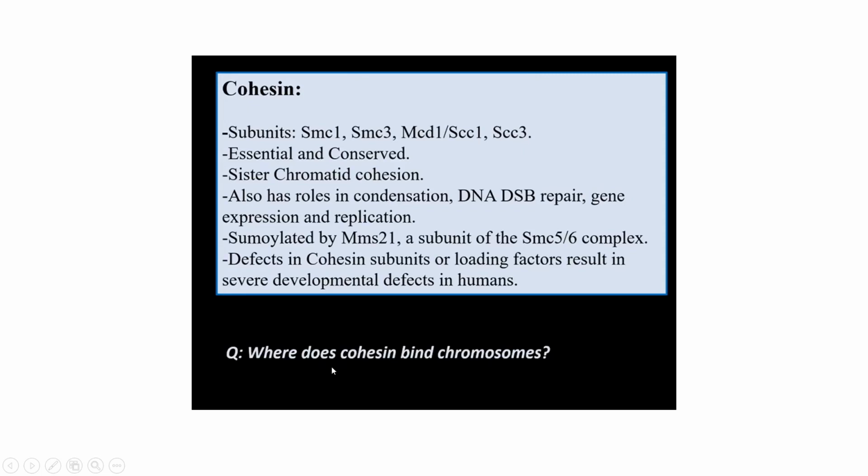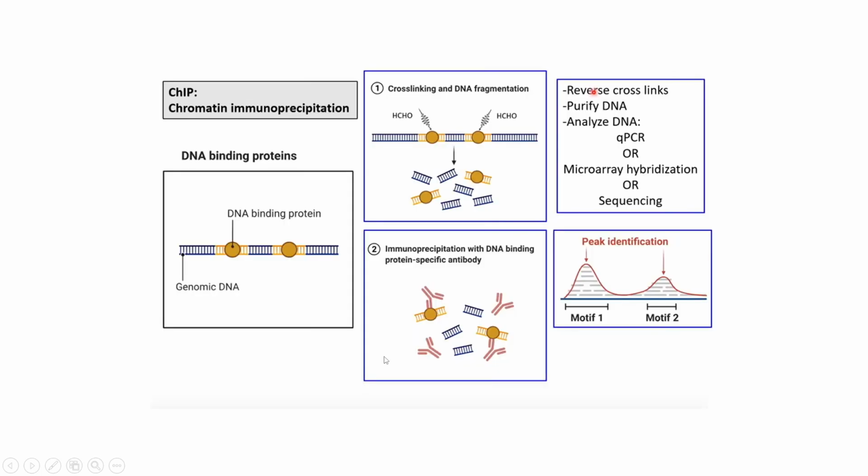So there is an experiment. How do people know that cohesin binds to the chromosome, and at which place cohesin binds? Generally, for that, people do chromatin immunoprecipitation. Chromatin immunoprecipitation is a technique to detect the region on the DNA to which a protein is bound. To detect that region, chromatin immunoprecipitation is done, and that is also called ChIP.